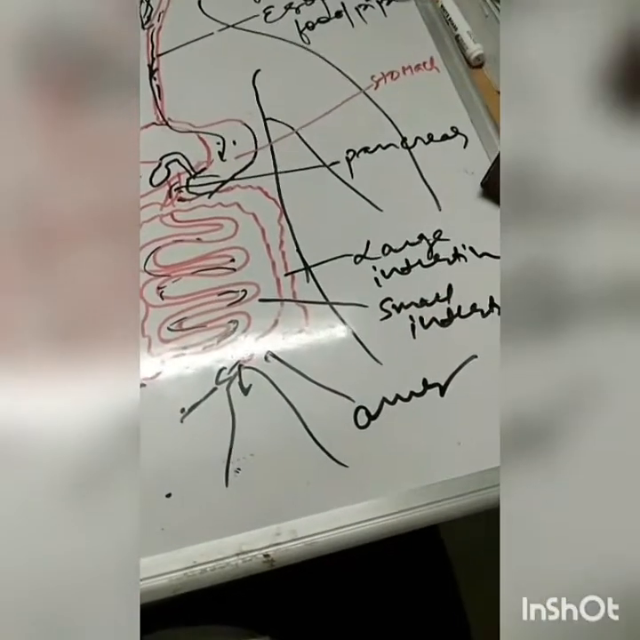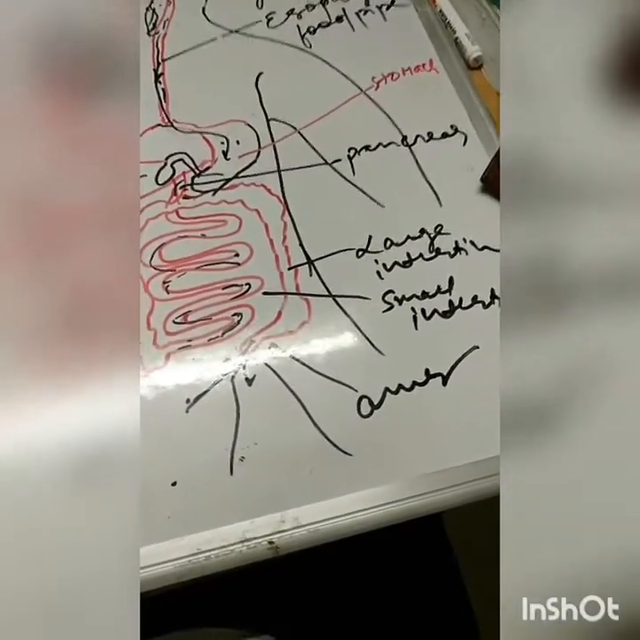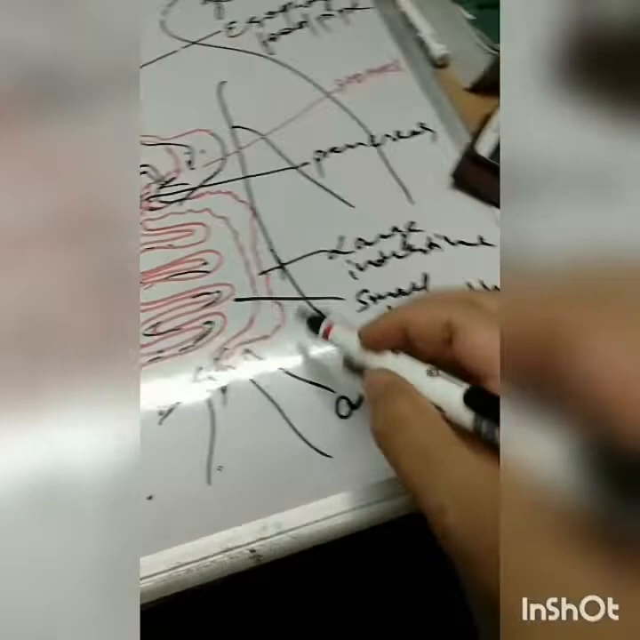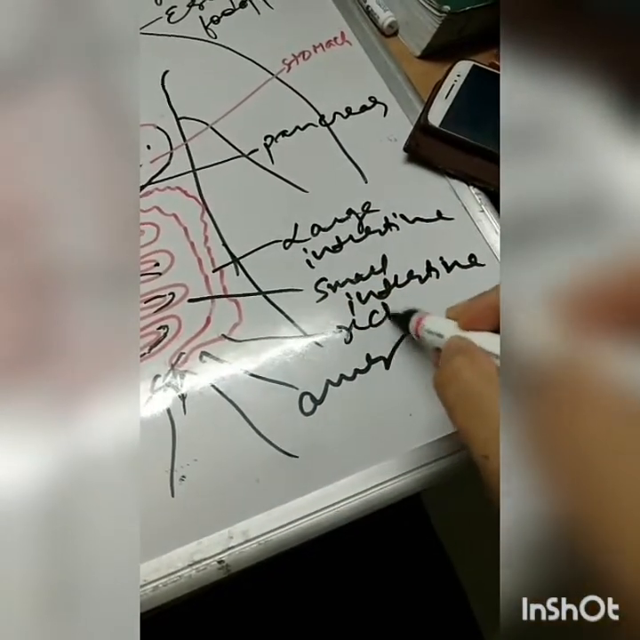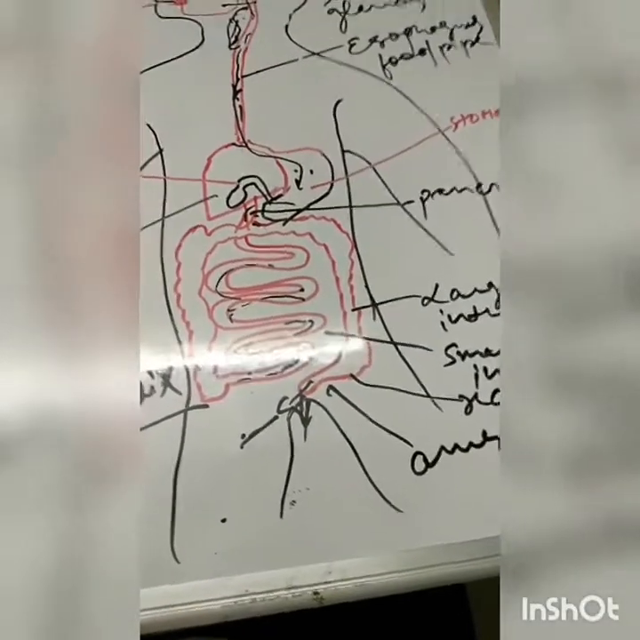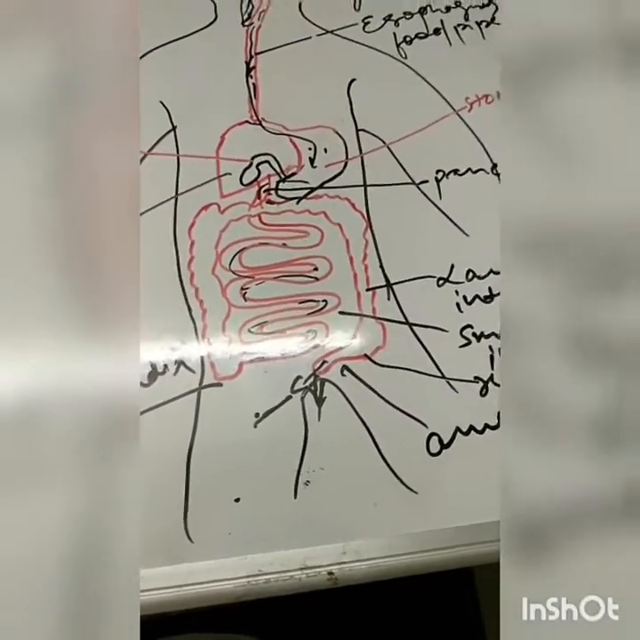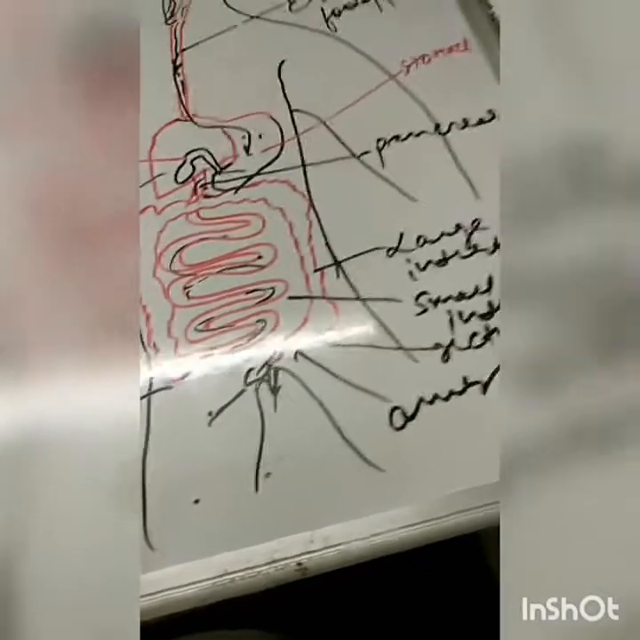The passing of stools, we call paikana in Nagamese, takes place through the anus. This small part is called the rectum. The upper part of the anus is called the rectum. All these things you will study in higher classes, 11 and 12, when you go to zoology, and even if you go for medical studies, you will learn anatomy and all.